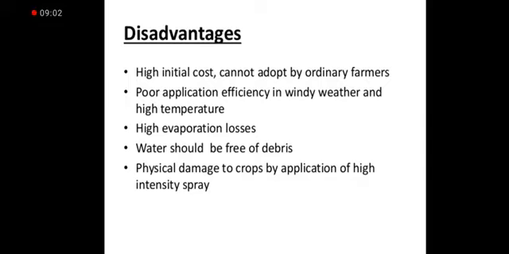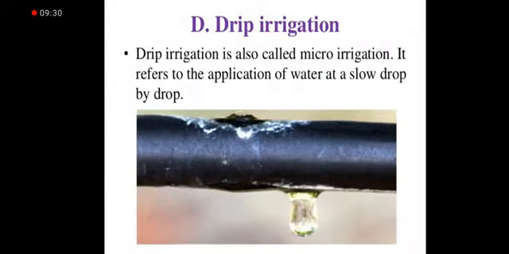High evaporation loss. When it is flowing in a spray method, then due to high temperature, the water may evaporate. Water should be free from debris, that is, waste material. Physical damage to crop by application of heavy intensity spray. If the spray intensity is too high, then that spray can damage the small crops which are growing upward. These are the advantages and disadvantages of sprinkler irrigation.